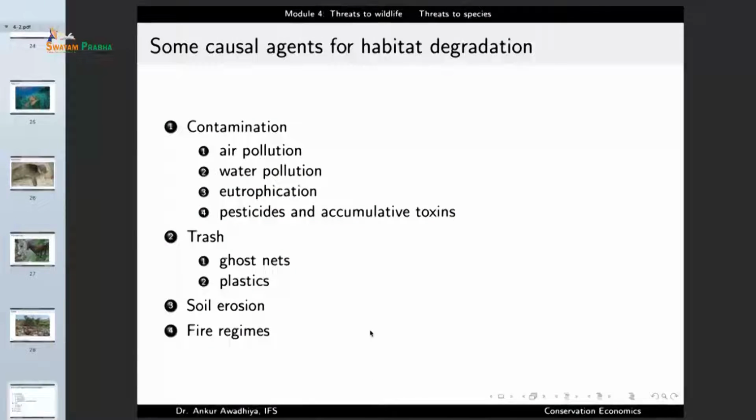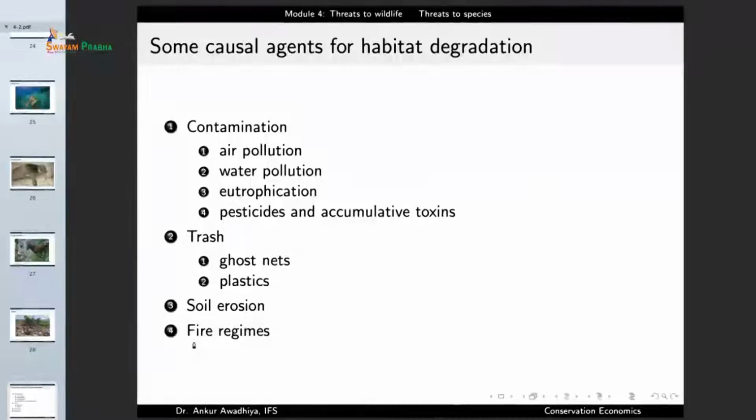Other factors of habitat degradation include things like soil erosion. Now, when soil erosion occurs, the top layers of the soil get washed away or they get blown away, and when that happens, the amount of soil that remains in the habitat goes down. When that happens, a number of plants may not be able to thrive in that area. So, this is also an example of habitat degradation.